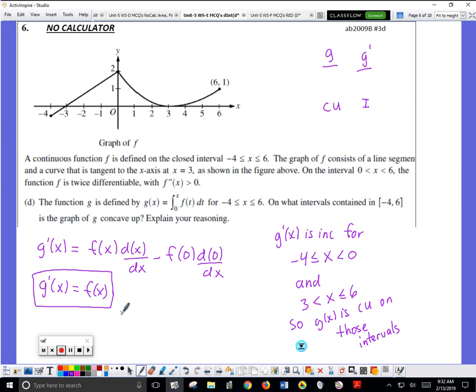So now I say this is really a graph of G prime. So I can analyze the graph and state the following. G prime is increasing for this interval, right here. G prime is also increasing for this interval. Therefore, G must be concave up on those same intervals.